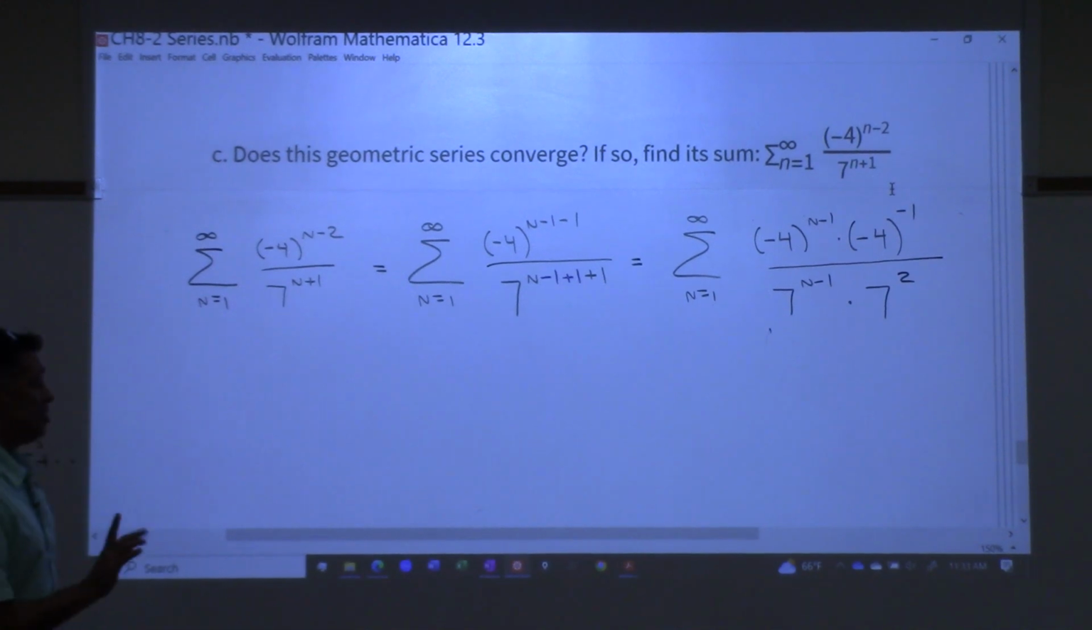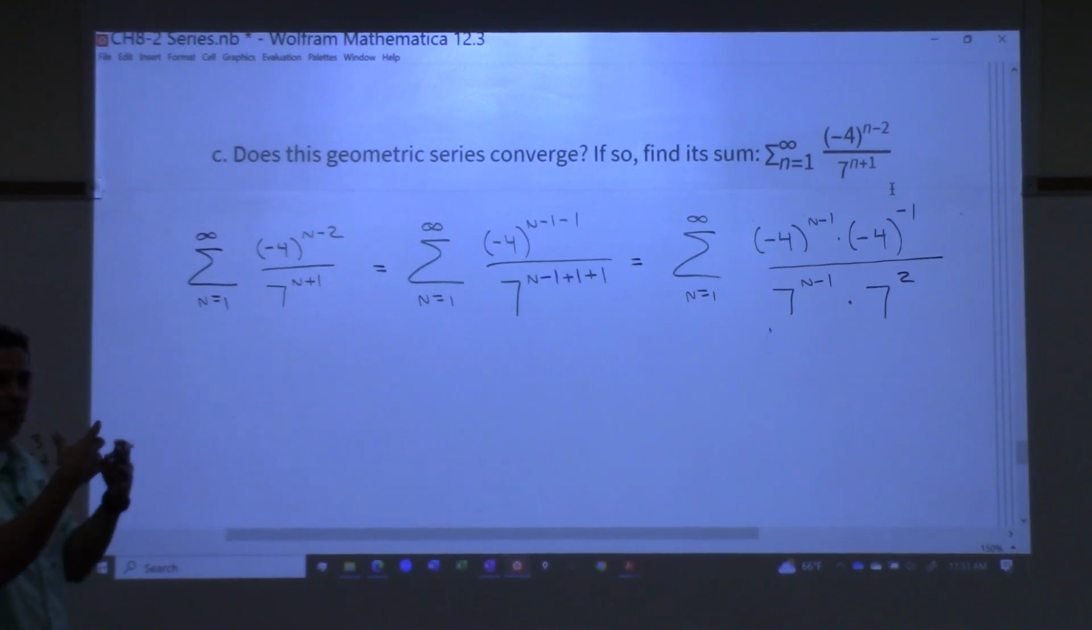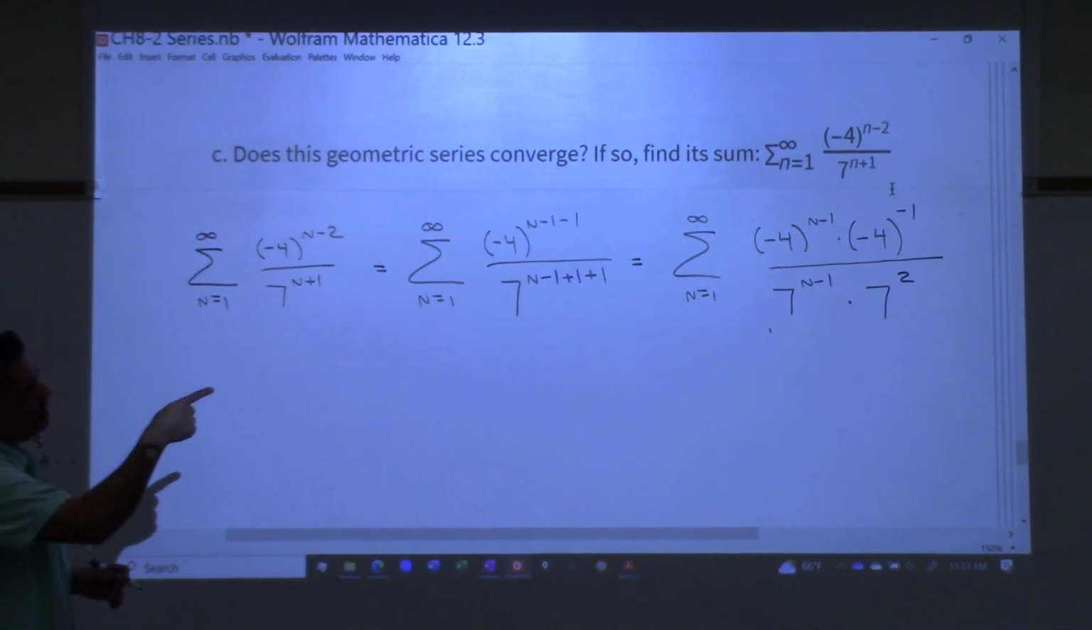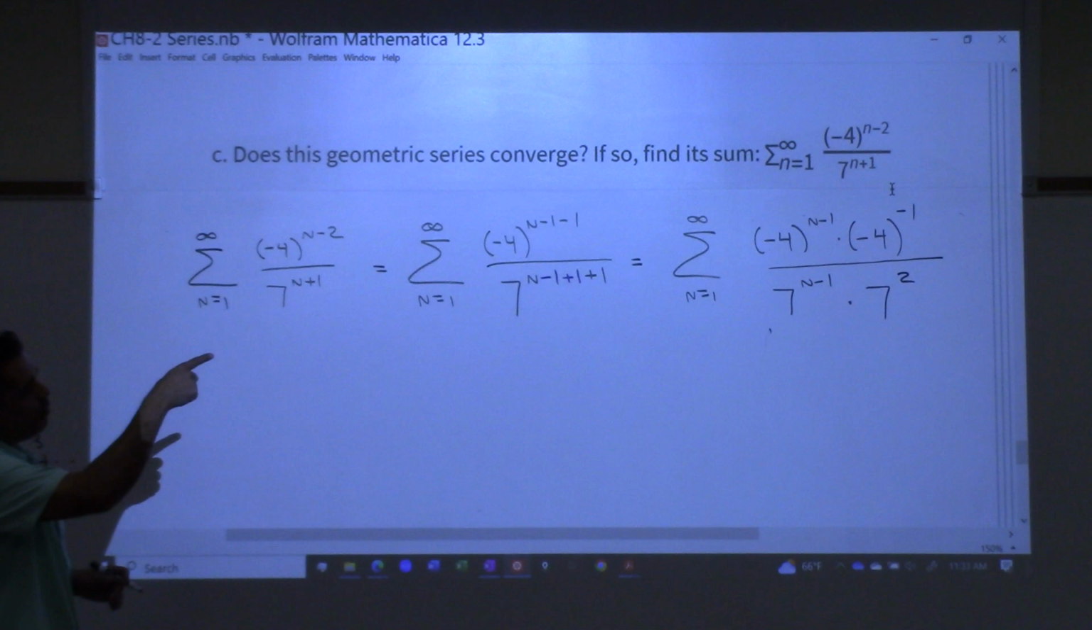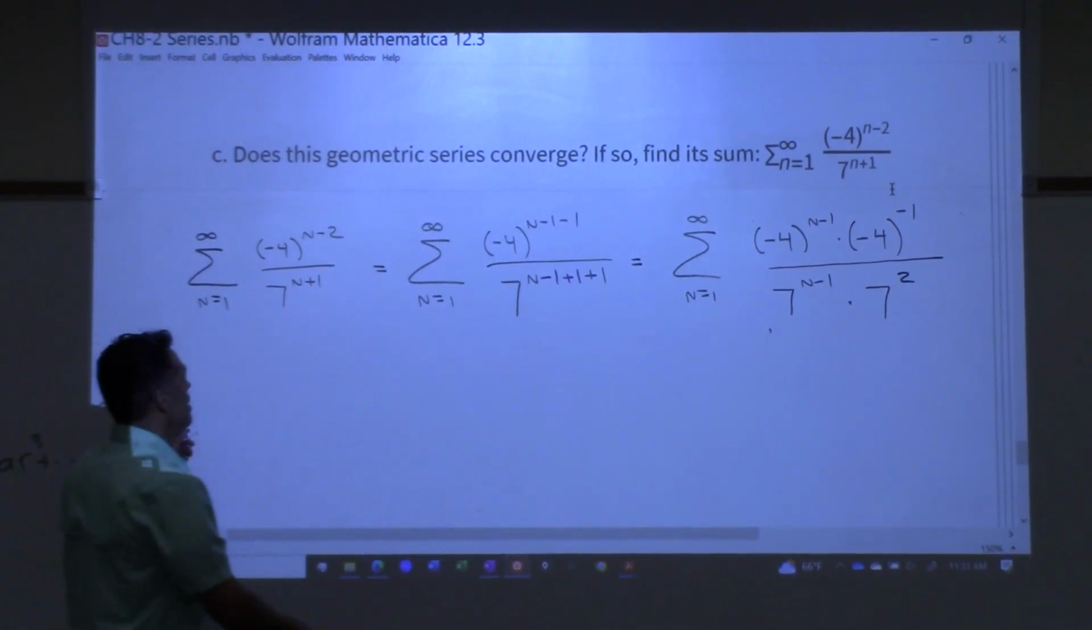All right, now that's good because notice that the negative 4 is to the n minus 1 and the 7 is to the n minus 1. Since they're both to the n minus 1, I can create a fraction out of those and raise the whole fraction to the n minus 1. And then also on the other one, the negative 4 to the negative 1, I can drop the negative 4 to the bottom, can't I? And make it a positive one. So here's what I've got.